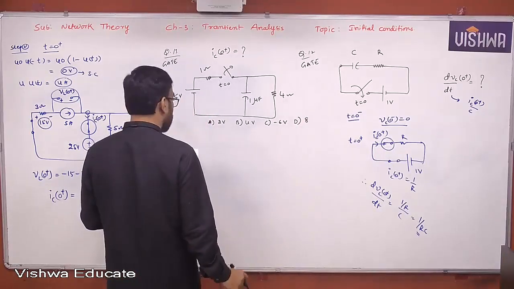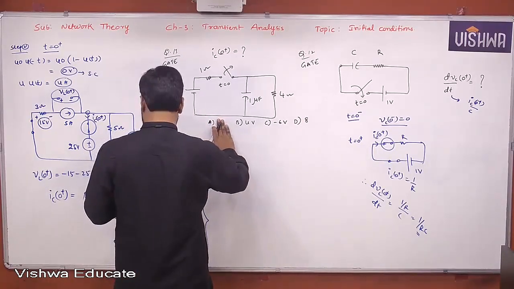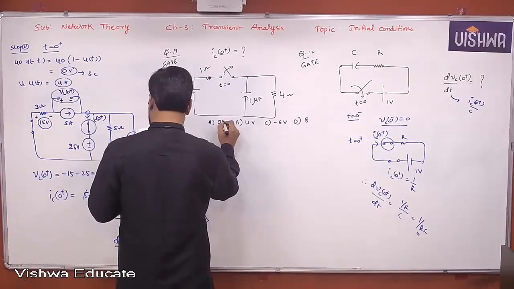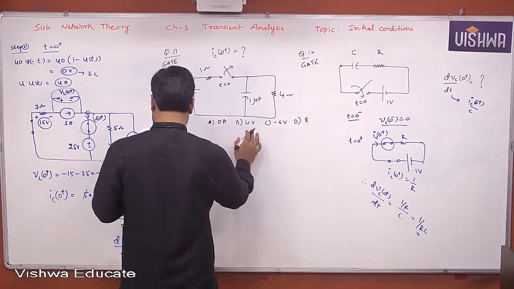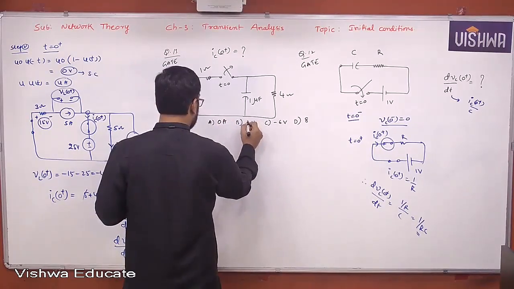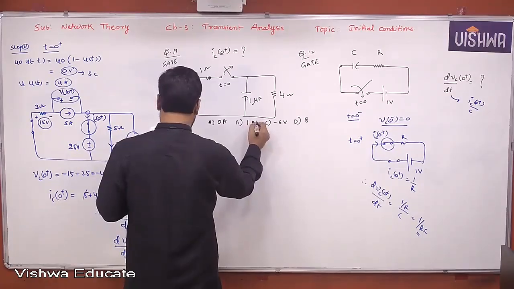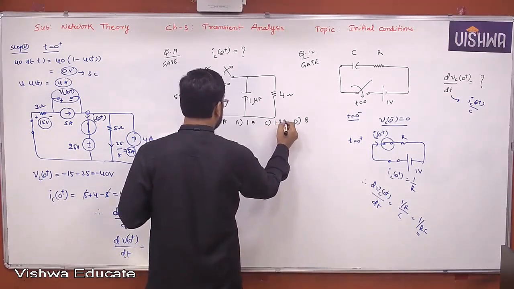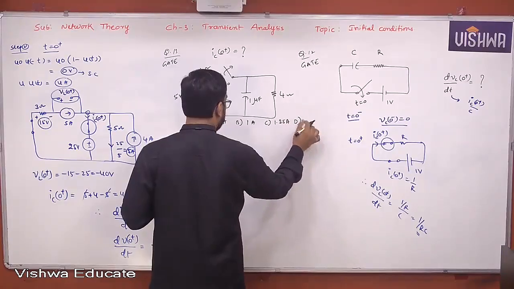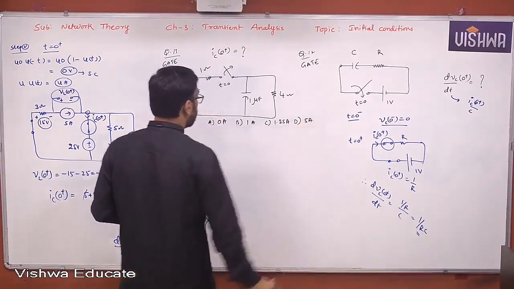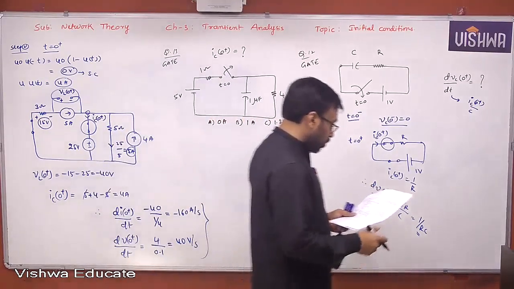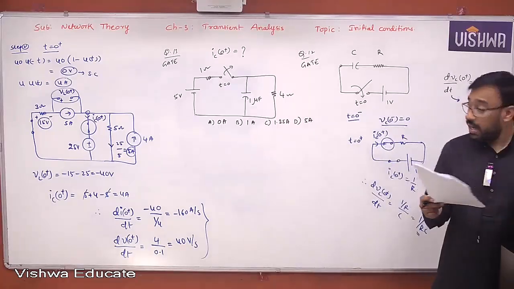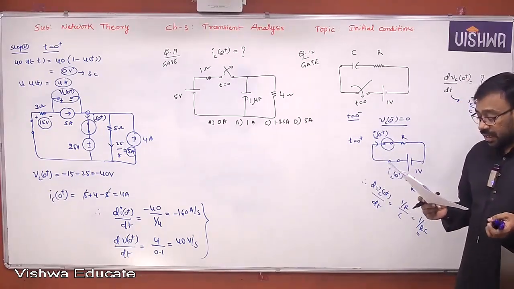No, the options are not like that. The options given here are: 0 ampere, 1 ampere, 1.25 ampere, and 5 ampere. Okay, these are the options given. Question number 13 asked in GATE.